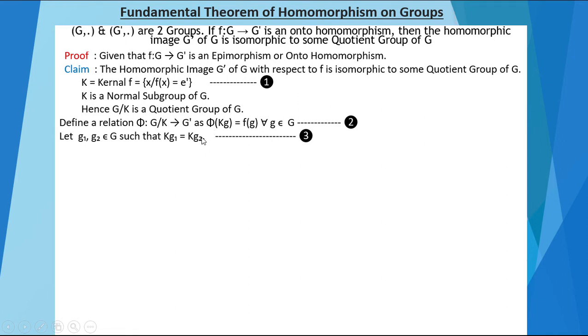7H equal to {7, -7}, and -7H equal to {-7, 7}, so 7H equal to -7H, but 7 is not equal to -7. Similarly, Kg1 equal to Kg2 does not mean g1 must equal g2, but g1 g2 inverse belongs to K. g1 may not be equal to g2.